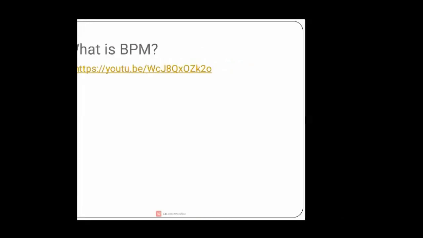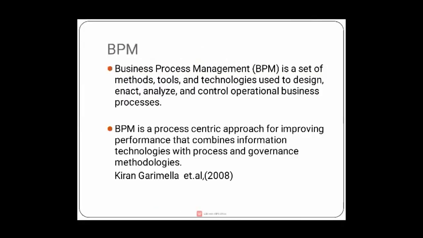So let's take another definition, right? Here it says business process management is a set of methods, tools, and technology used to design, enact, analyze, and control operational business processes, right? So in this definition, it says BPM is a set of methods, tools, and technologies used to design, enact, analyze, and control operational business processes.